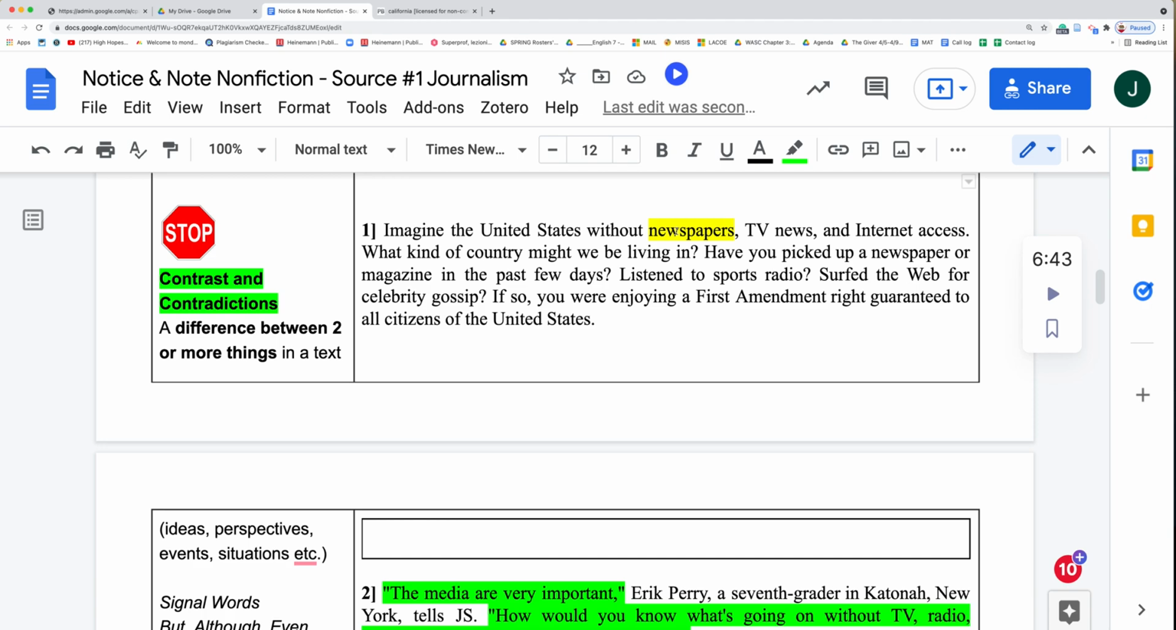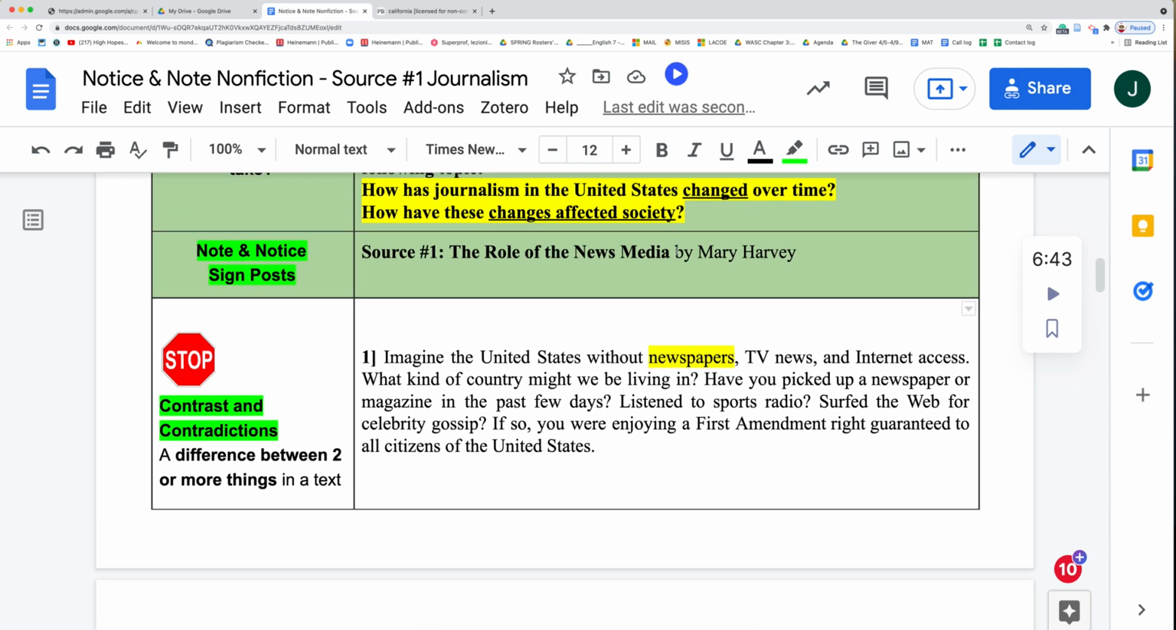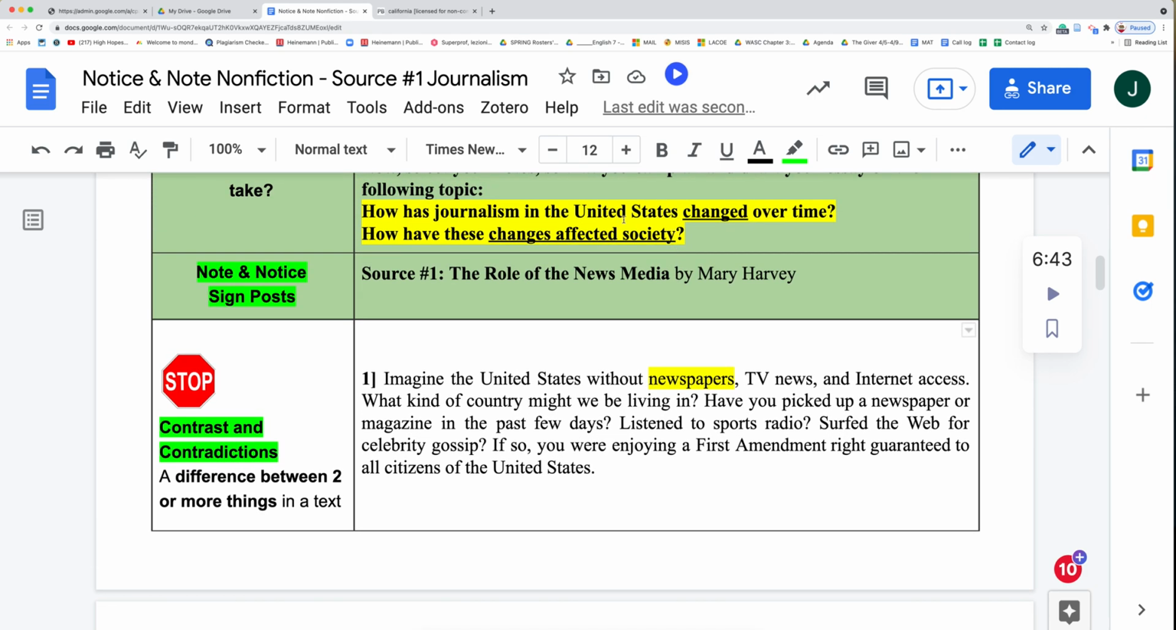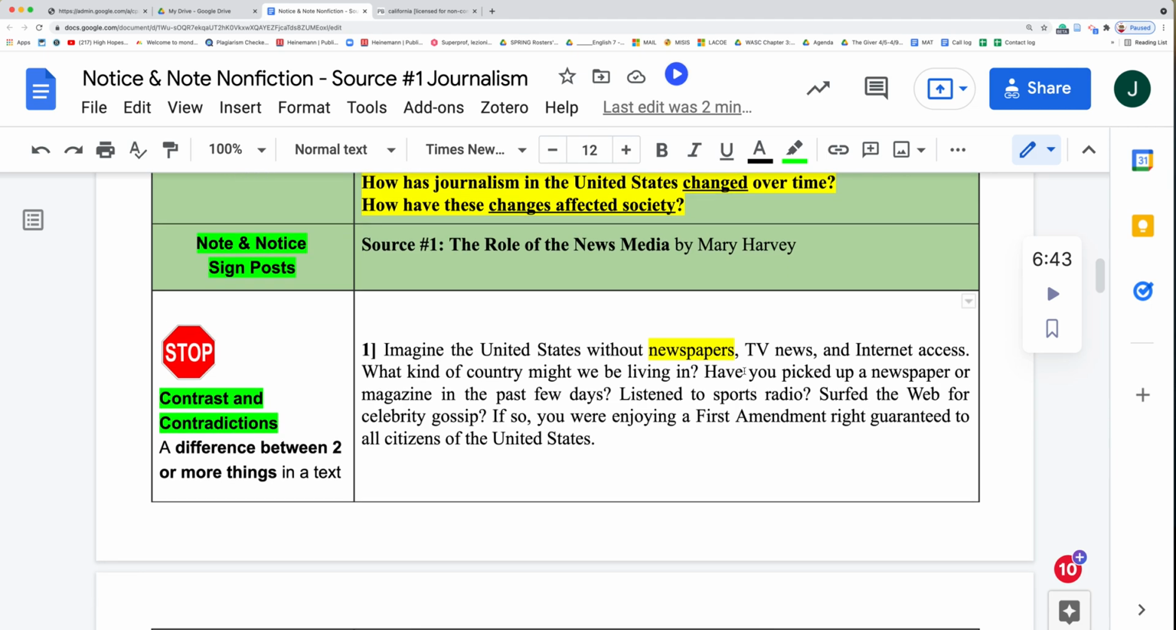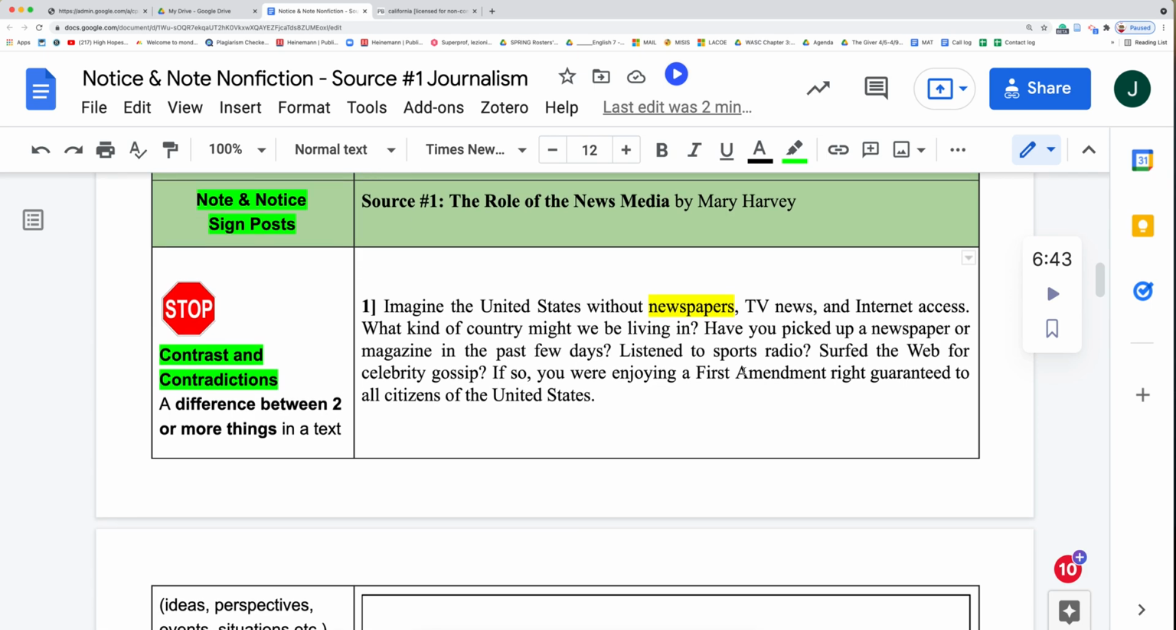And most likely all of you have not actually read a newspaper where you flipped the pages. So most of us read on the phone or on the computer. So that's something that you can start asking yourself if it answers the question, how has journalism changed in the United States over time? It has changed. Most people don't buy newspapers anymore. They read them online. Okay, so that's one thing that you can annotate right away.